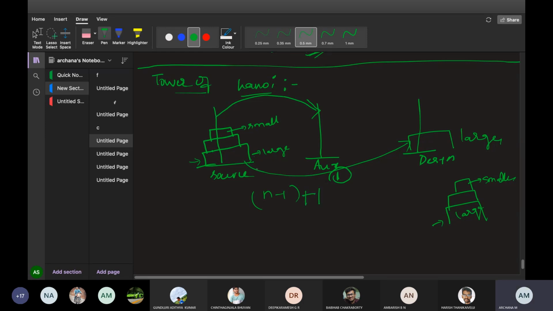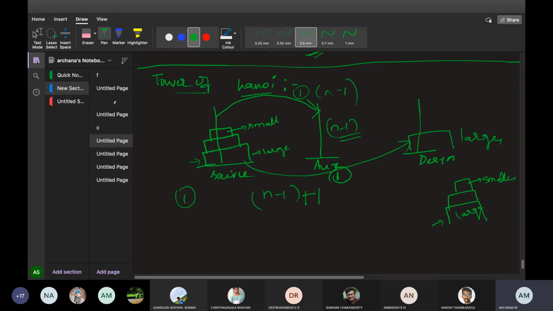That is, I'll take +1 because this is the first step: I'm moving n minus 1 plates. Then the second step, I'll move the last plate. And finally, n minus 1 plates are still in the auxiliary. In the beginning step, what do I do? First, I'll move n minus 1 plates to auxiliary. Then I'll get the large one remaining, and I'll push this. Still many plates are here, and I need to push all those plates to destination.